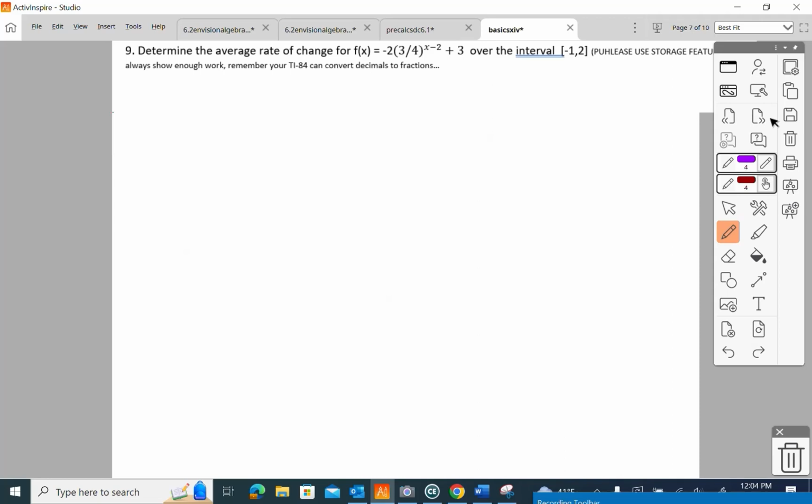Determine the average rate of change for f of x equals -2 times 3/4 to the x minus 2 plus 3 over this interval. And this example is horrible. I would not make a quiz this bad, but this is just practice. Your average rate of change formula is f of b minus f of a over b minus a. And I want to point out, this is memorization. You cannot sit here and tell me that you don't understand when you won't memorize. You memorize. All you do in math is you memorize. There's very little conceptual, actually.